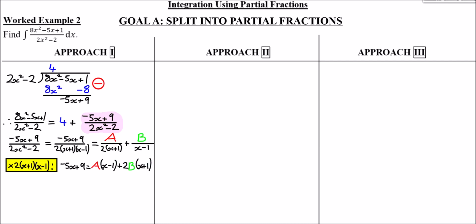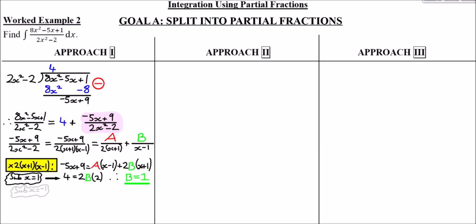So if I input first of all x being 1, we're going to get on this side 4 equals 2b times by 1 plus 1, 2 on the other side. The a bracket will cancel. Essentially 4 equals 4b, so b must equal 1.